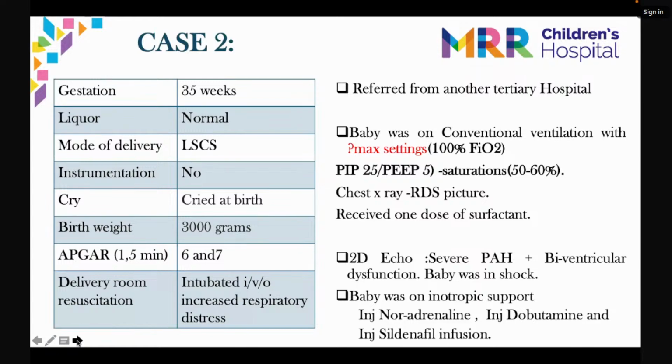History in the outside hospital was the baby was on conventional ventilation with maxed out settings, FiO2 requirement of 100%. PIP requirement was 25, PEEP of 5 to 6. Saturations, in spite of giving 100% FiO2, were maintained only at 50 to 60%. Chest X-ray was given an RDS grade 2, grade 3 kind of a picture outside, for which they had given a surfactant outside. They had managed to do an echo outside, which showed severe PAH with biventricular dysfunction, and the child was also in shock, for which the child was started on dobutamine, norepinephrine, and sildenafil infusion outside.